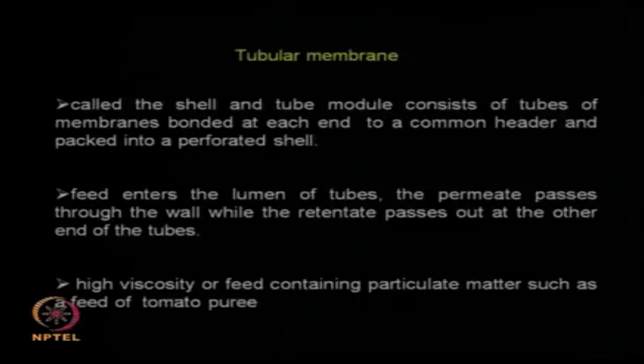So where do you use it? If you have a very viscous feed material, mostly in either food products or fruit juices. An example is tomato puree, where you want to concentrate it to a very high degree. So the water will pass through the walls and come out, and the tomato puree, which is very highly viscous, will flow through the entire tube.